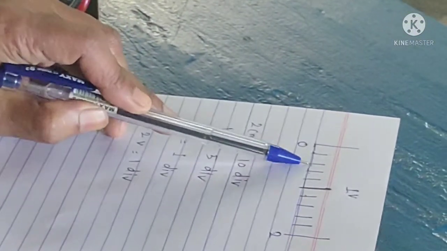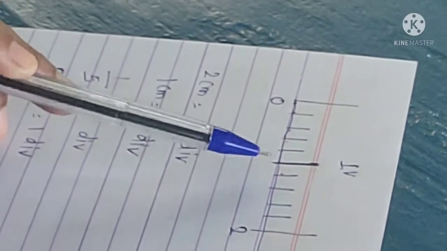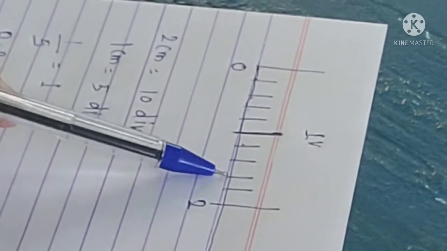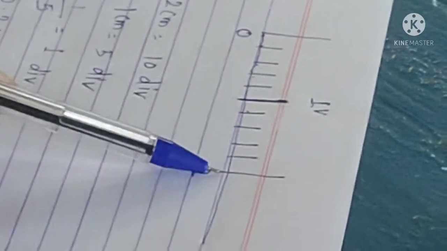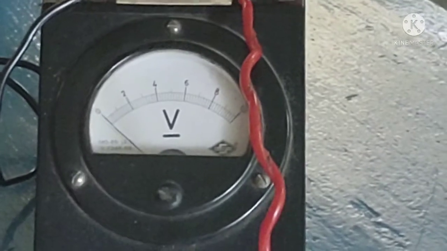That means 0.2, 0.4, 0.6, 0.8, here is 1 volt, 1.2 volt, 1.4 volt, 1.6, 1.8, and finally it is coming 2 volt. Like this you have to read the readings on this voltmeter.